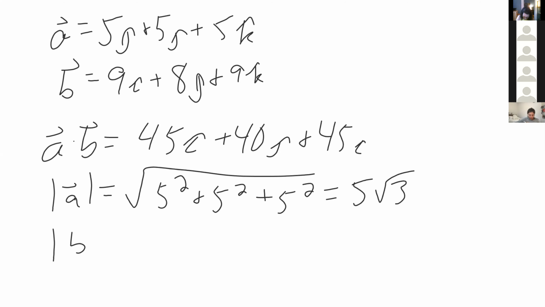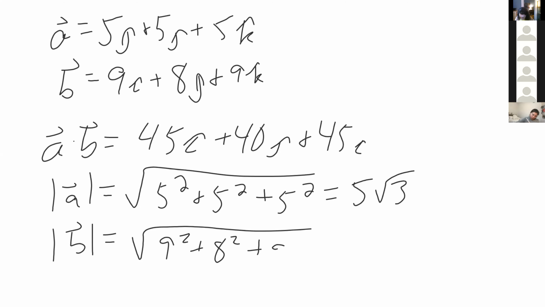And then the next thing we want is the magnitude of B. So we just do the same thing. We have 9, 8, and 9. So 9 squared plus 8 squared plus 9 squared will be 162 plus 64, which is 226. Did I do that right? Root 226. And again, as I suggest, don't plug this in.